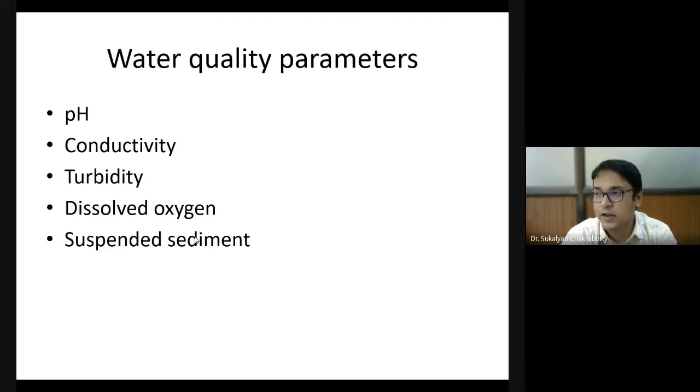From the water quality index, we can finally come to a conclusion about what is the quality of the water body over here. And this is very important because that tells me what is the condition of the water resource over there. Are interventions required? And if required, which are the components that need to be remedied or corrected?